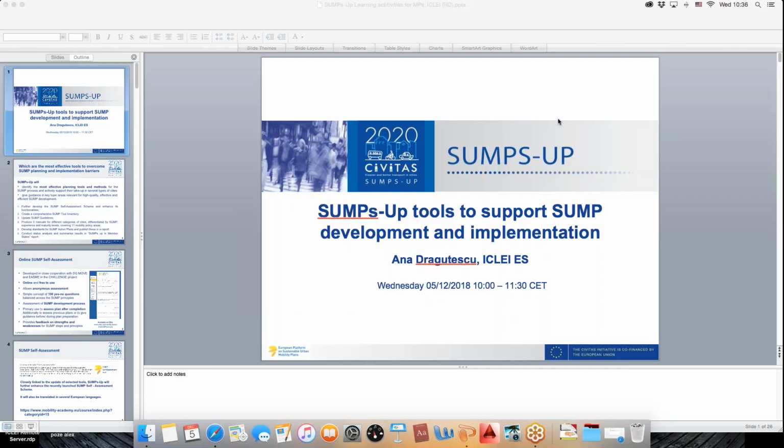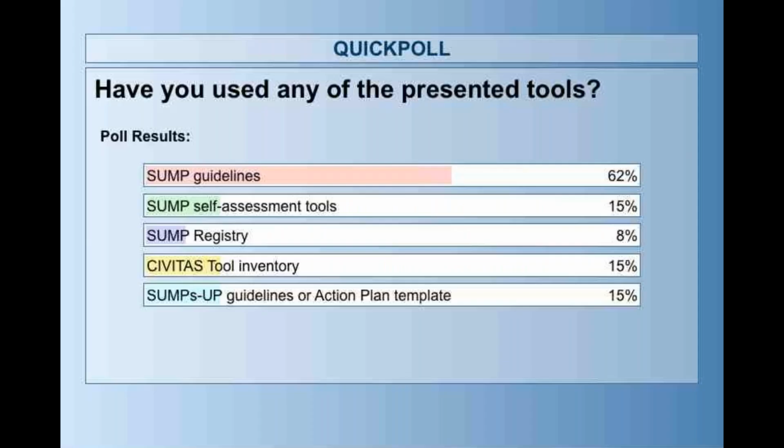I'll close the poll and share it. So here we can see, as probably expected, the majority of you have, of course, used or know the SUMP guidelines and have probably used them. Okay, 15% the self-assessment, the registry, the tool inventory, that's great. And even 15% our SUMPs-Up guidelines.